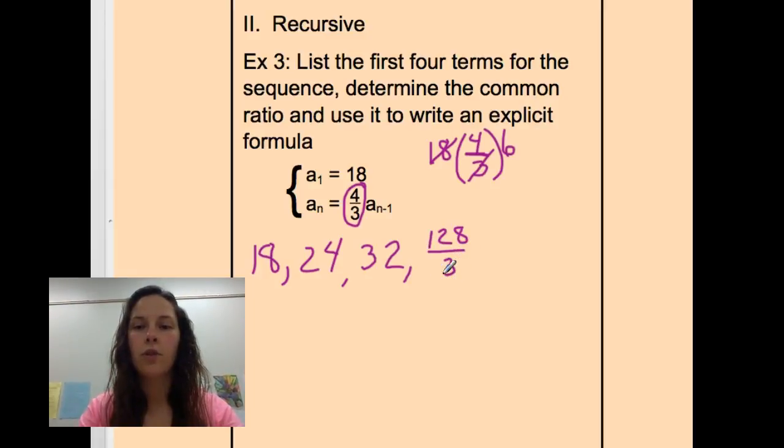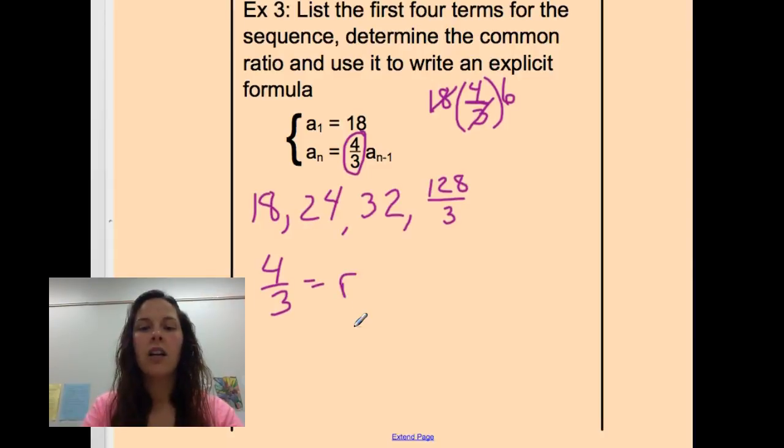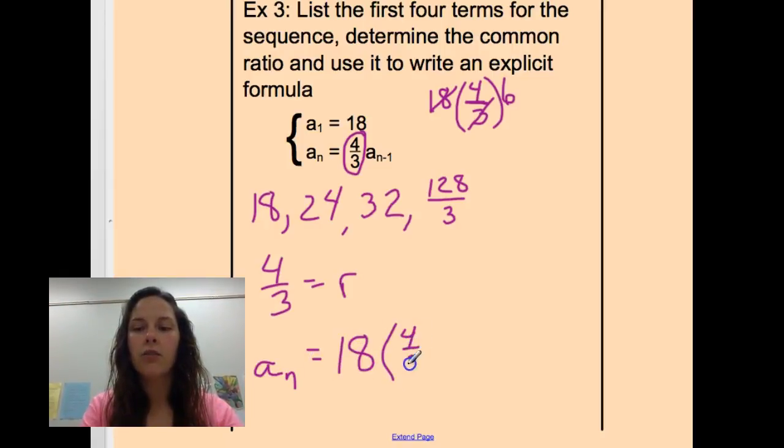For our first 4 terms, determining the common ratio, we can simply look at the recursive formula. We were multiplying by 4/3, so that's our common ratio, and use that to write the explicit formula. So we have a sub n, our nth term, equals our first term times the common ratio to the n minus 1 power, and that's our explicit formula.